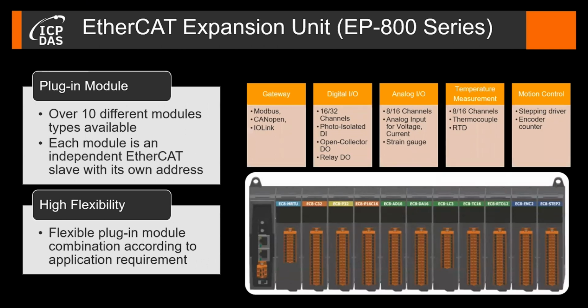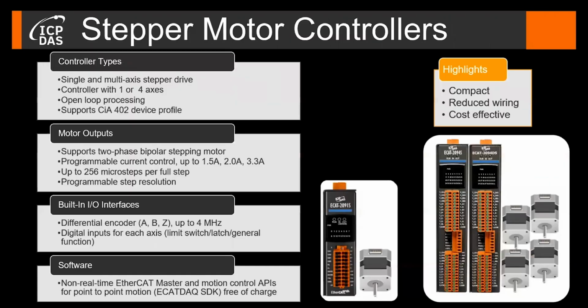ICP-DA provides a variety of different plug-in modules for the EP800 series. The product range of the plug-in modules stretches from various DIO modules and analog I/O modules for current, voltage, and temperature measurement, up to gateways and more complex modules such as a stepper motor controller. Each plug-in module is an independent EtherCAT slave with its own address. The EP800 allows flexible module combination depending on the application's requirement. So all configuration is done via the EtherCAT master. No additional configuration tool is required to configure the plug-in modules.